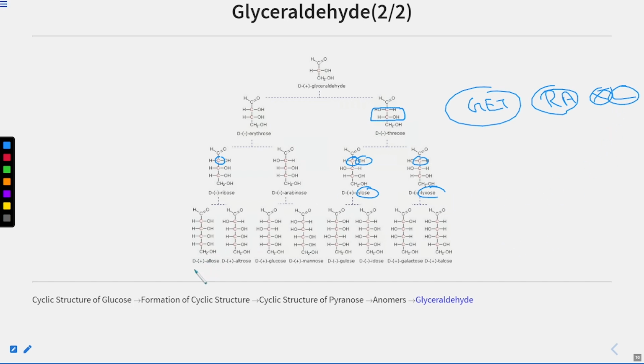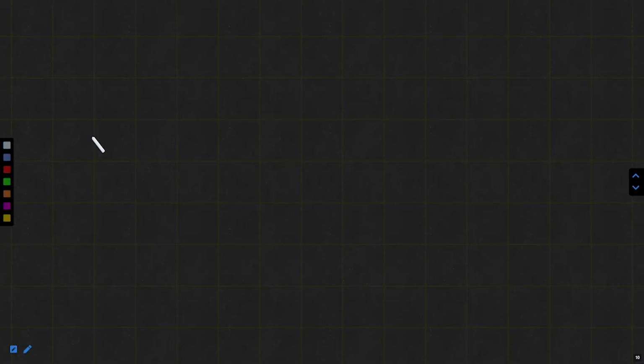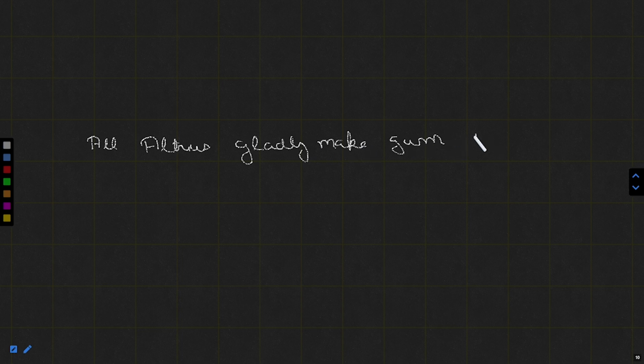Now how to remember this? Allose, altrose, glucose, mannose, gulose, idose, galactose, talose. For that we have this trick which is said as "All altruists". Let me write it. All altruists gladly make gum in a giant tank.